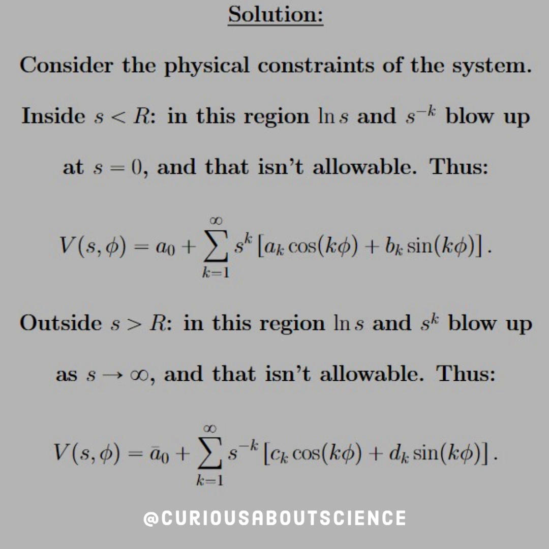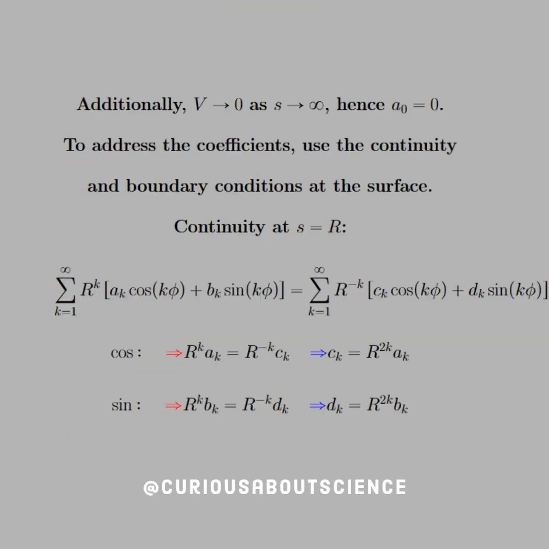Now if we look to the outside where S is greater than R, again we see that ln S and S to the positive k blow up as S goes to infinity. Again, this is not acceptable for a physical system. Thus we know that B naught and A sub k and B sub k must be 0 to account for this. Additionally, since V must go to 0 as S goes to infinity, we know that A sub naught is equal to 0. That just leaves us on the inside with A sub k and B sub k, and on the outside with C sub k and D sub k.